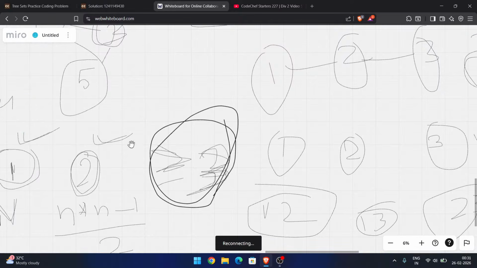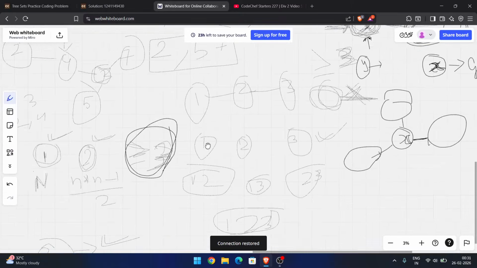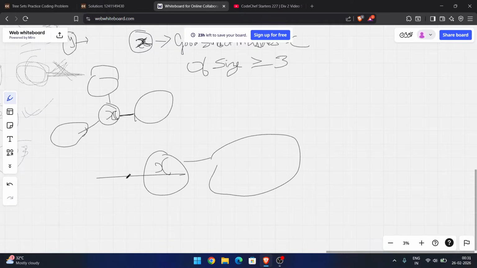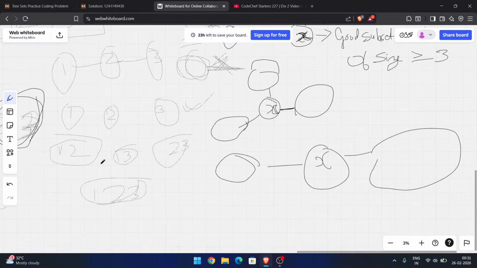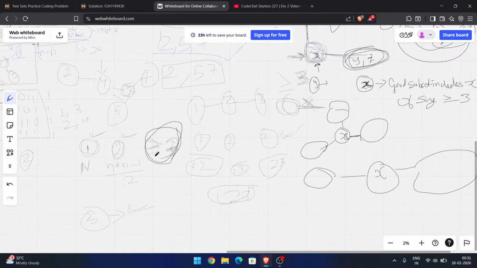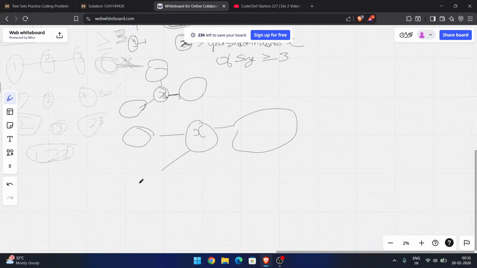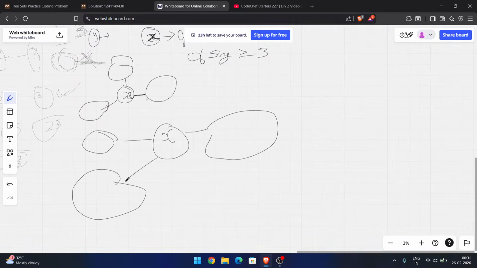Okay, so I got it. So it was the same as I was telling you. So what they are doing, let's suppose this is X. We have already counted everything with size 1 and size 2. Now what we are looking for is size greater than or equal to 3.